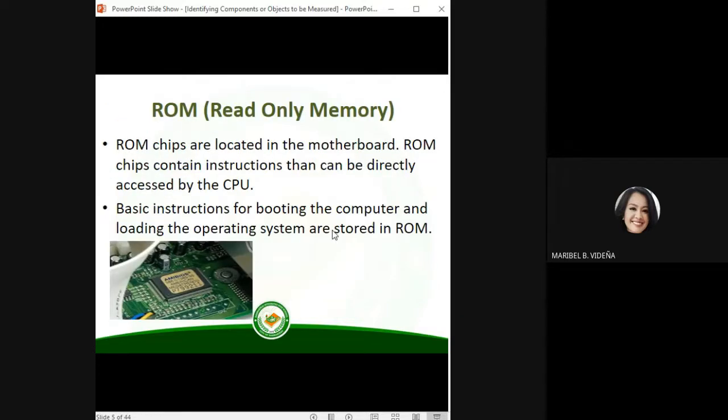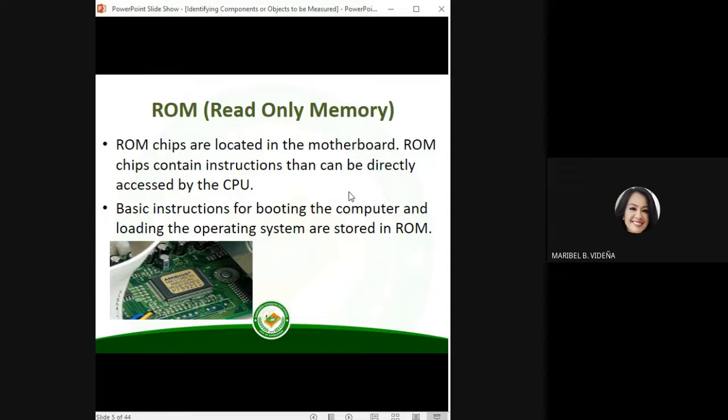The second component is read-only memory, or ROM. ROM chips are located in the motherboard. ROM chips contain instructions that can be directly accessed by the CPU. Basic instructions for booting a computer and loading the operating system are stored in ROM. ROM chips retain their contents even when the computer is powered down. The contents cannot be erased or changed by normal means.